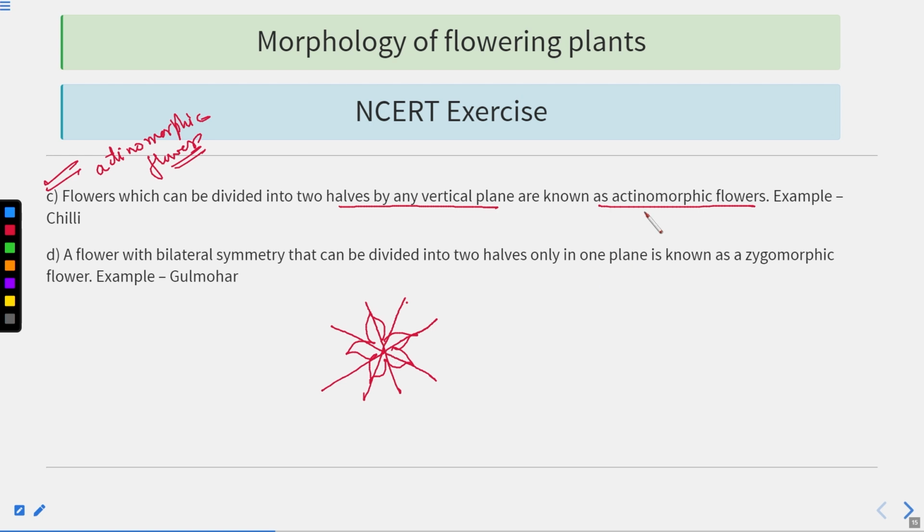So that is showing the actinomorphic flower. This type of arrangement, when you see it, is called actinomorphic. And the actinomorphic symbol, when you write it in a floral formula, you show it in this way. This shows the flower is actinomorphic. And the example is the chili.